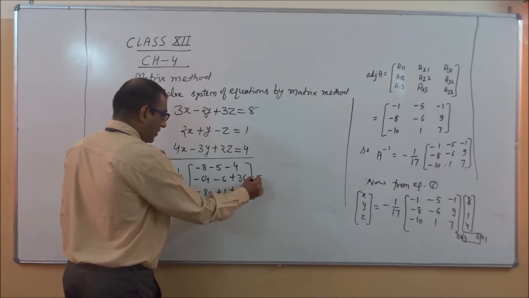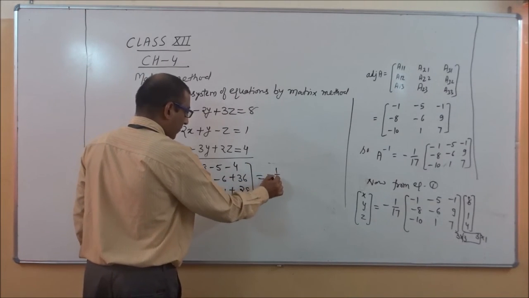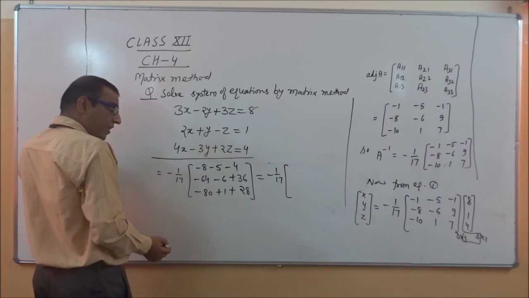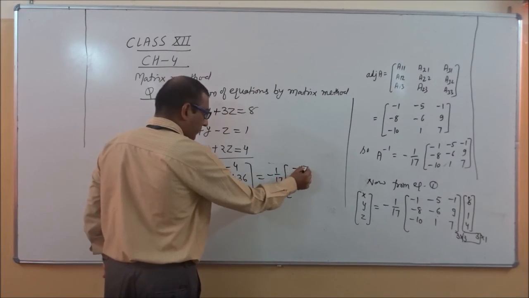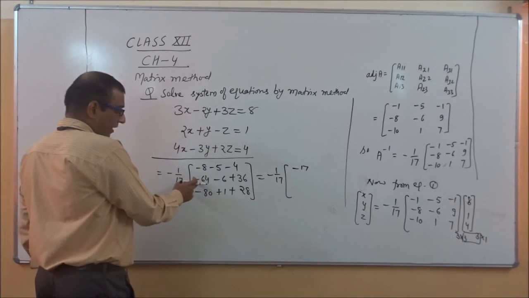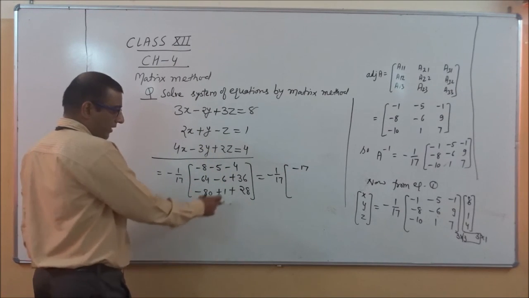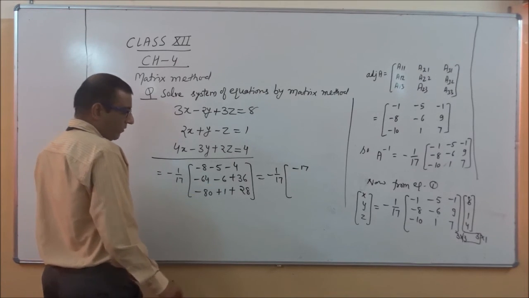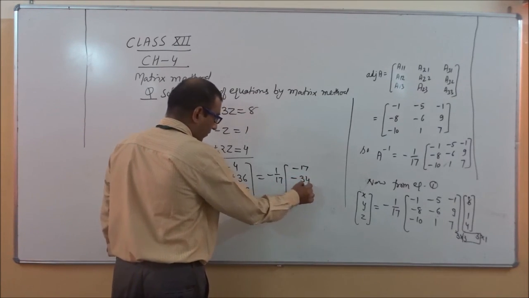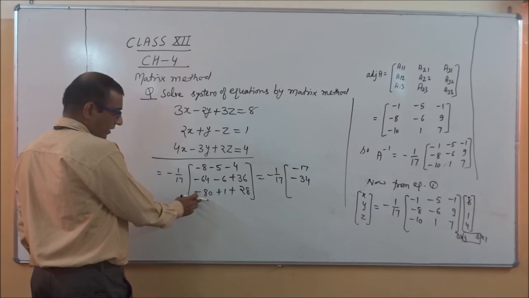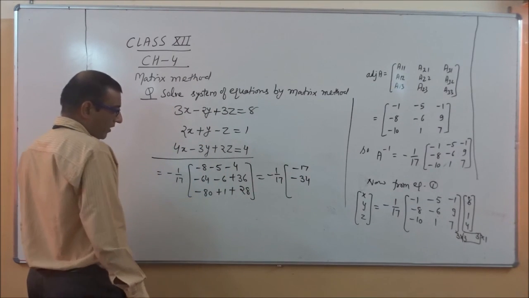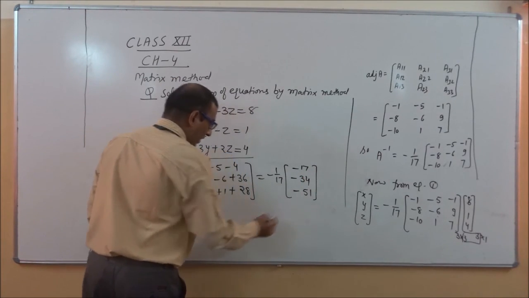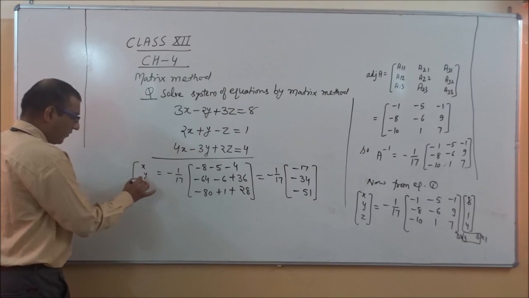Now when we solve it, it becomes minus 1 upon 17. So minus 8, minus 5 and minus 4, it becomes minus 17. Minus 64 and minus 6, it becomes minus 70, and then plus 36, so it becomes minus 34. Then minus 80, plus 1 and plus 28, so it becomes minus 51. And this is equivalent to x, y, z.